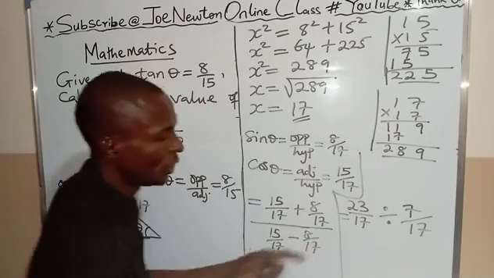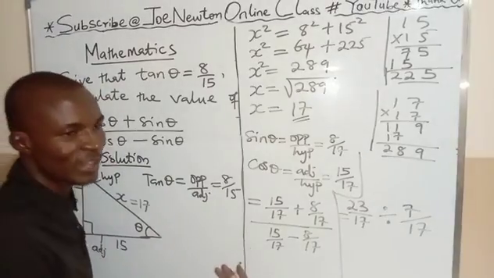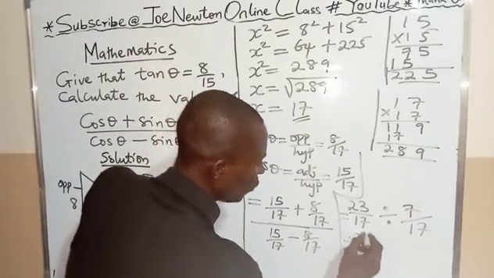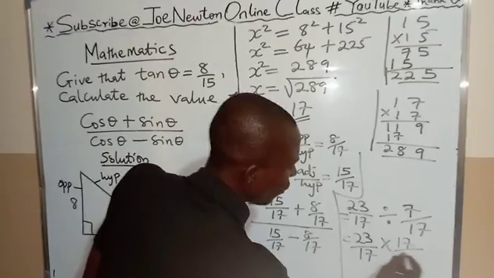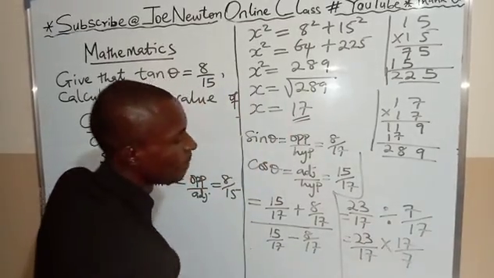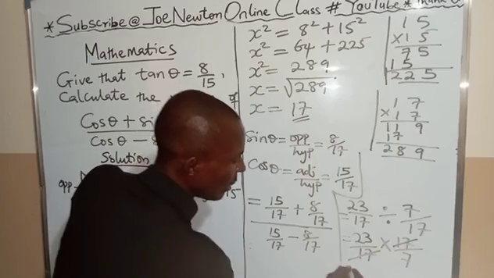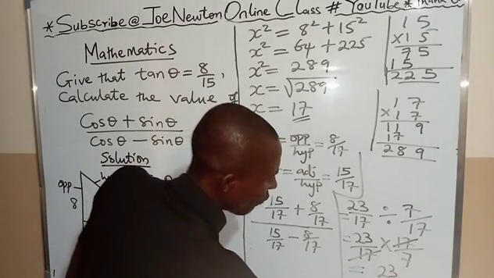Then we continue. When you have this division, you put a multiplication sign and invert the other fraction, giving us 23 over 17 times 17 over 7. You invert this side when you put the multiplication sign. Then 17 cancels against 17. Therefore, our final answer is 23 over 7.